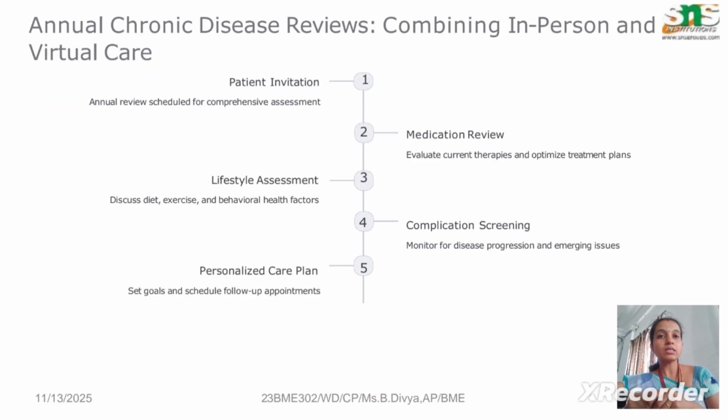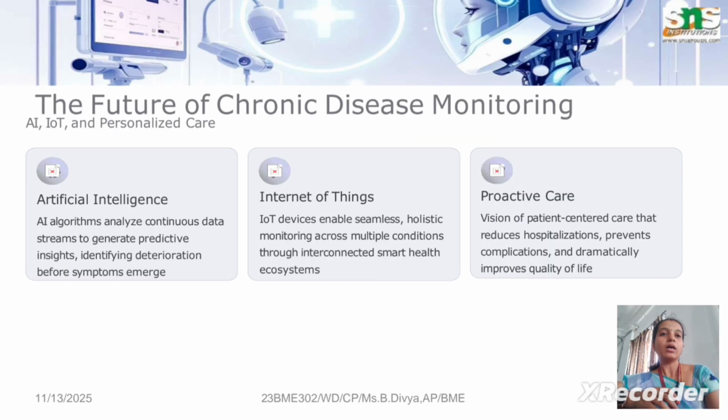This is the annual chronic review. How does it take place? Patient intervention, lifestyle assessment, medical reviews, complication screening and personalized care plans. In future, it is going to be incorporated with AI, the Internet of Things and proactive care. First it will be incorporated with AI, then the Internet of Things, and then proactive care. It is going to be a very huge thing in the near future.